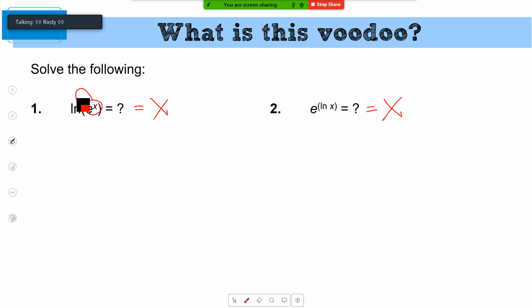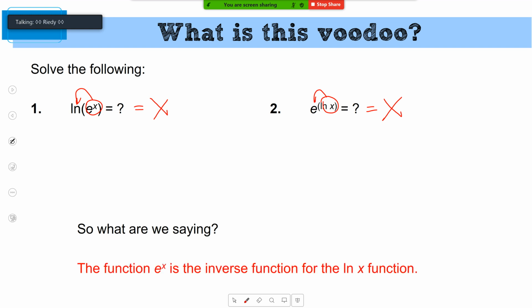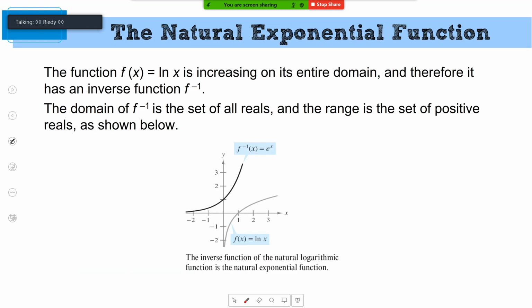If I put e to the x in the natural log and I get x, and then I put the natural log of x into e to the x, and they both give me x, what does that tell you about e to the x and the natural log function? They're inverses. Bingo. They're inverses of each other. That's what we did 2 days ago. Which means they're reflections of each other over the line y equals x. I did not include the line in there, but I assume that you would see that.